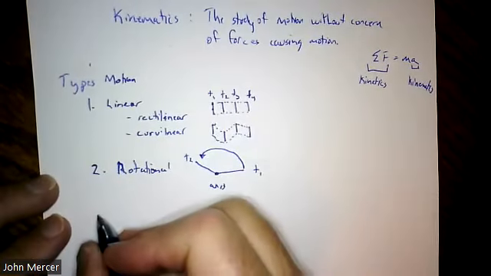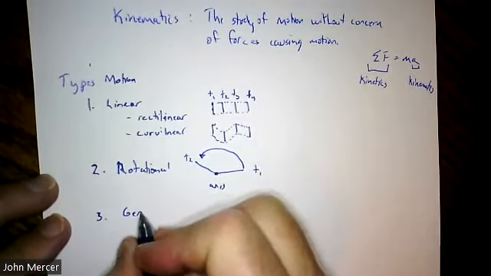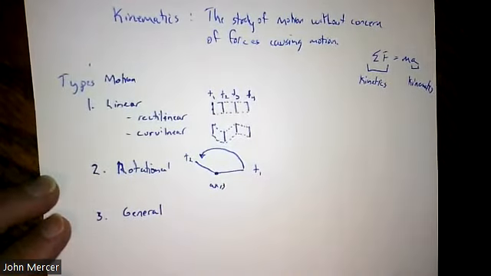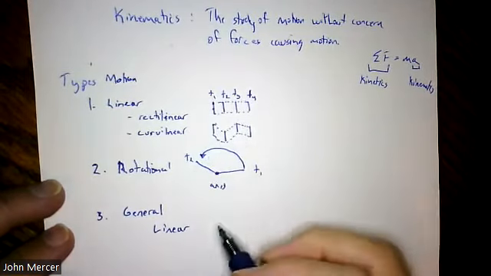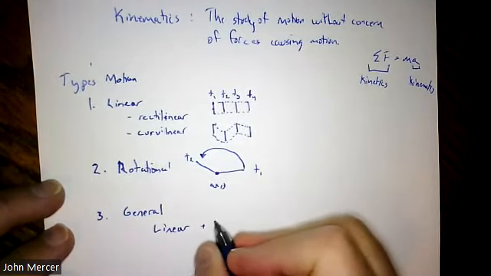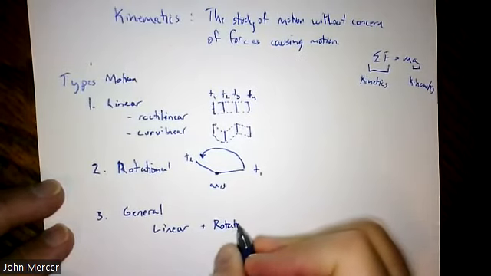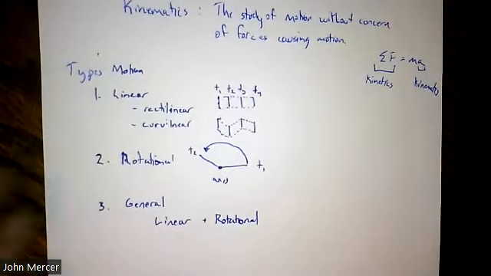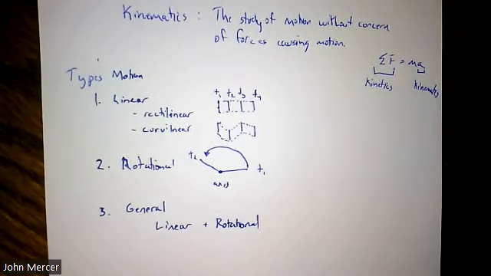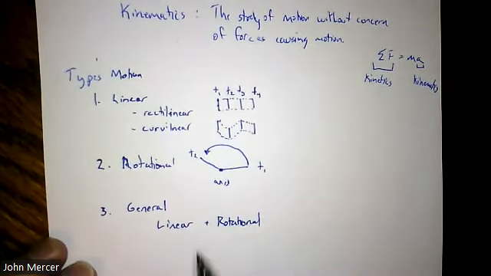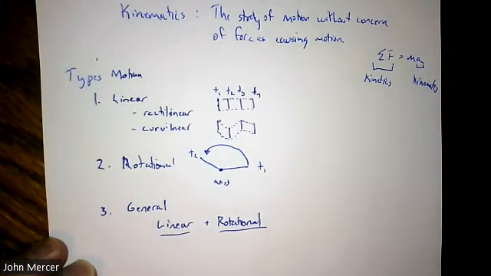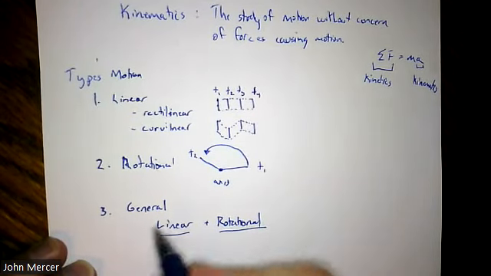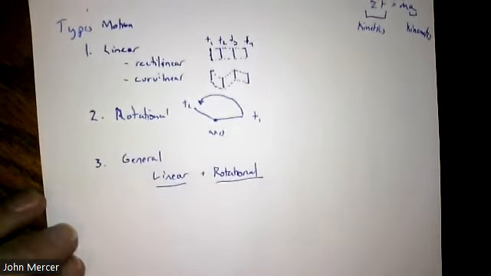All right, and then the third type of motion is general motion, and this is the majority of human movement, and it is simply a combination of linear, either rectilinear or curvilinear, and rotational. Now, really, we want to get to understanding general motion. What we do to get there is we'll do a linear analysis, then we'll do a rotational analysis, and then we'll put those two analyses together to ultimately understand general motion.